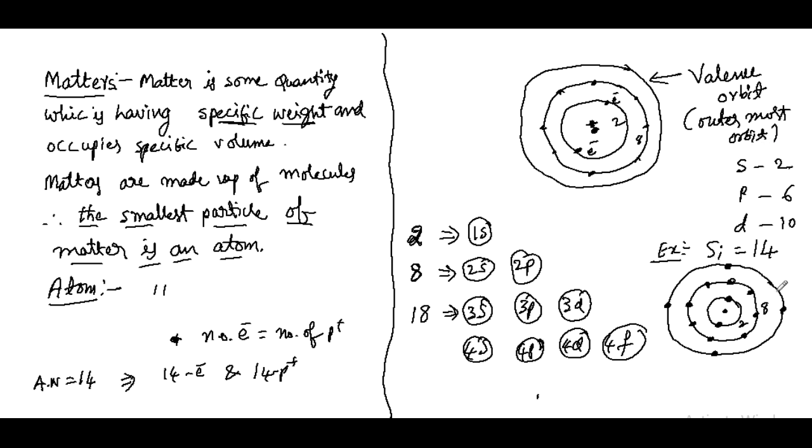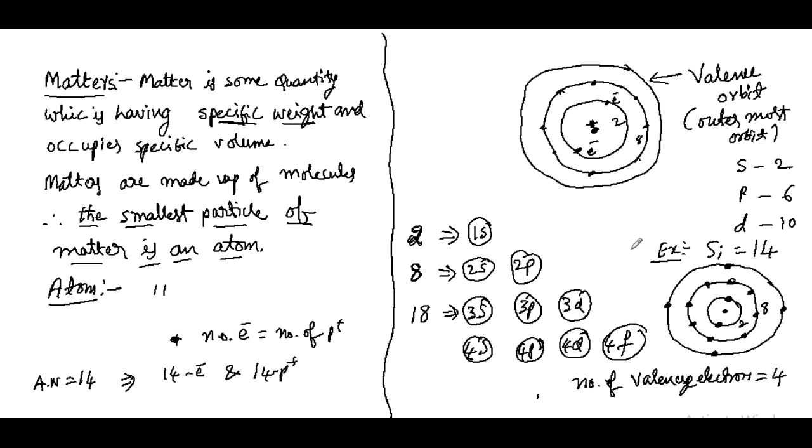Now for silicon, the outermost orbit is the third orbit. For the silicon atom, the outermost orbit is the third orbit because only 14 electrons are there, and the third orbit consists of totally 4 electrons. So that's why silicon has a number of valence electrons. How many valence electrons are here? 4. The outermost orbit electrons are also called valence electrons. So valence electrons are bonding electrons.